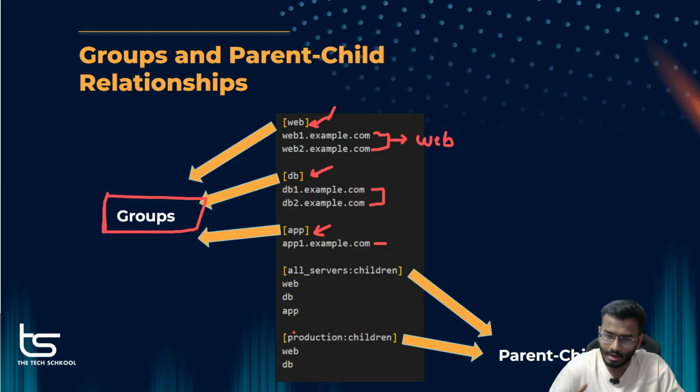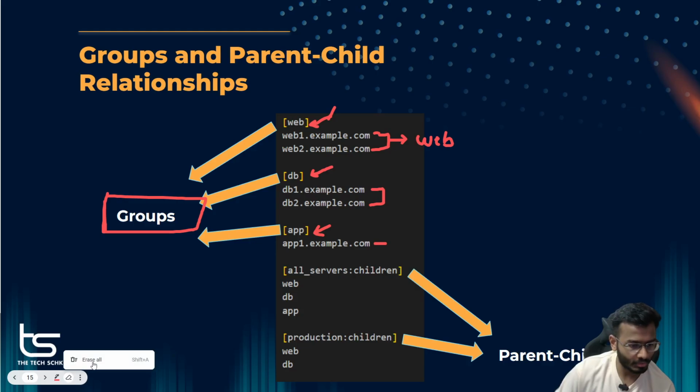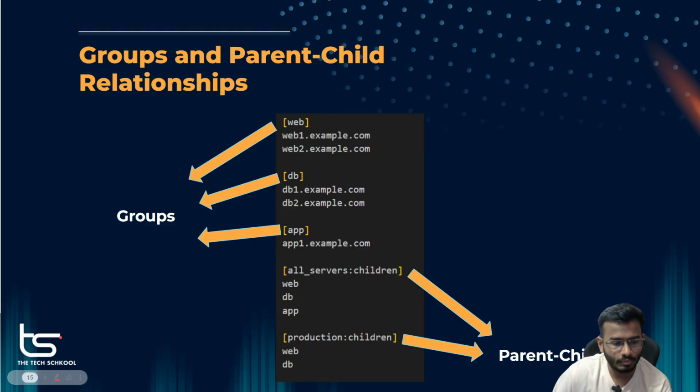Now this can have multiple use cases. Suppose we have to perform an upgrade activity on all the servers, that is all_servers. We don't have to pass each and every server one by one. We'll directly pass web, DB, and app through all_servers, and we can consolidate the entire set of servers into one and pass it to Ansible. So I hope this concept is clear. You can take a screenshot if you want for better understanding.